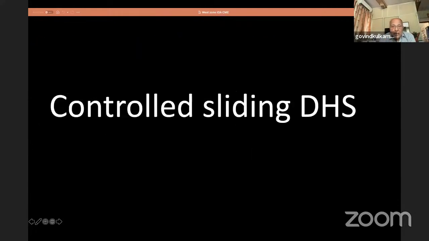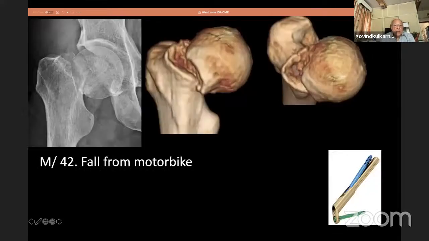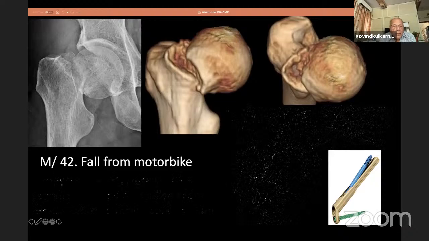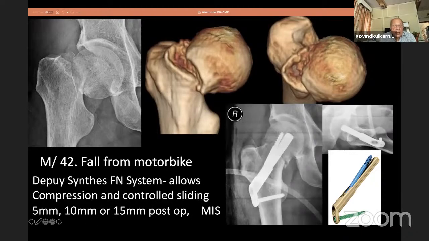The controlled DHS: this is a male aged 42, who had a fall from a motorbike, and we used the DePuy Synthes fracture neck system, which allows compression and controlled sliding. The sliding may be 5 millimeters, 10 millimeters, or 15 millimeters. In this patient, this was a minimally invasive surgery.